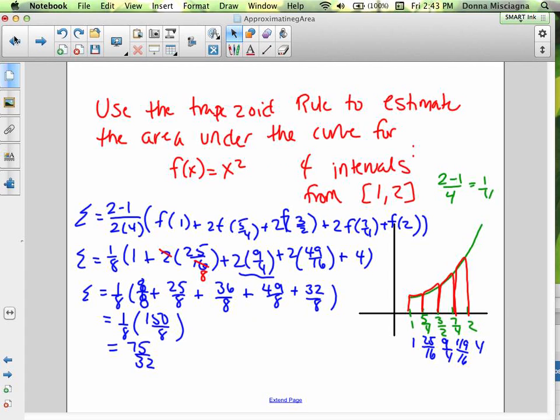The next video, we're going to look at a table, and we're going to do a left-hand Riemann sum, a right-hand Riemann sum, a midpoint, and a trapezoid, and how many subintervals if they don't tell you. All right, that's the next video.